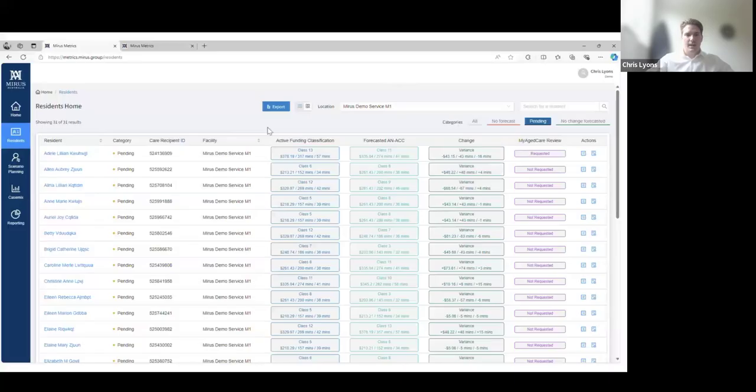And as you can see in the middle column, we have where the resident is actually sitting today. And then to the right of that, we have the forecasted AN-ACC class. And this is where we believe the resident could move to. Further along is then the change. So what is the change to our subsidy, change to our care minutes, and change to our RN minutes if these residents were to be reassessed today?